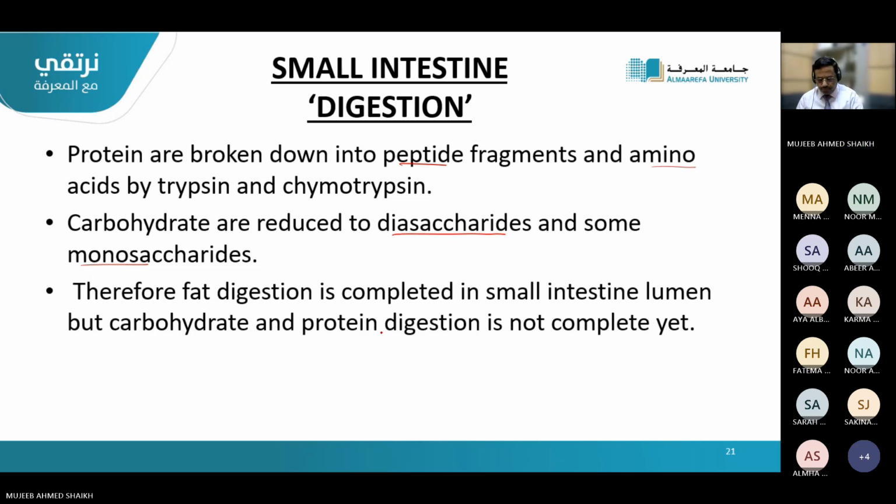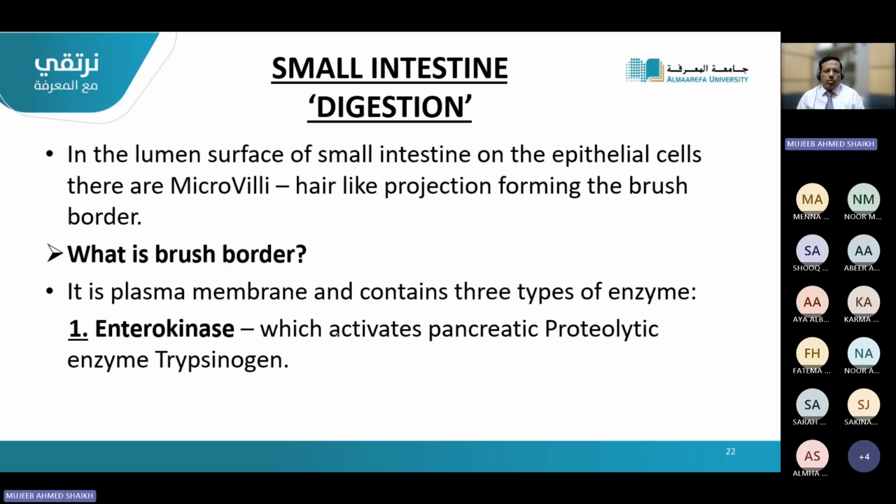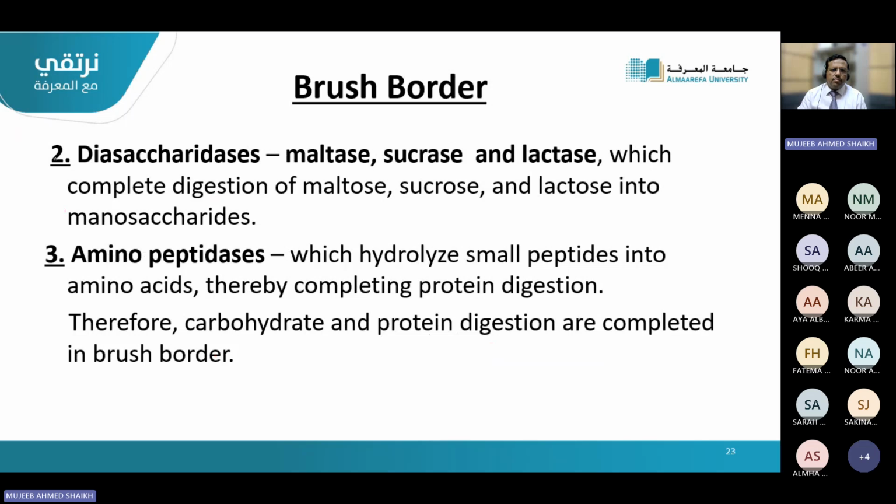Okay, here I will show you now. On the lumen surface of the small intestine, the epithelial cells contain microvilli, which are projections making the brush border. The enzymes present on the brush border include enterokinase, which activates the proteolytic enzyme trypsinogen. The second enzyme present in the brush border is disaccharidases. Di means two.